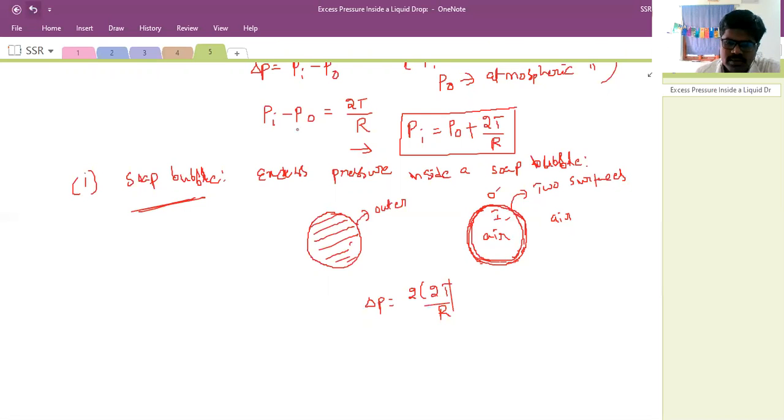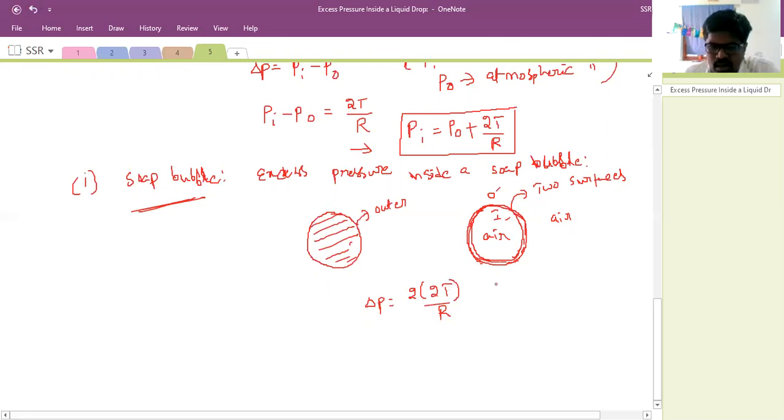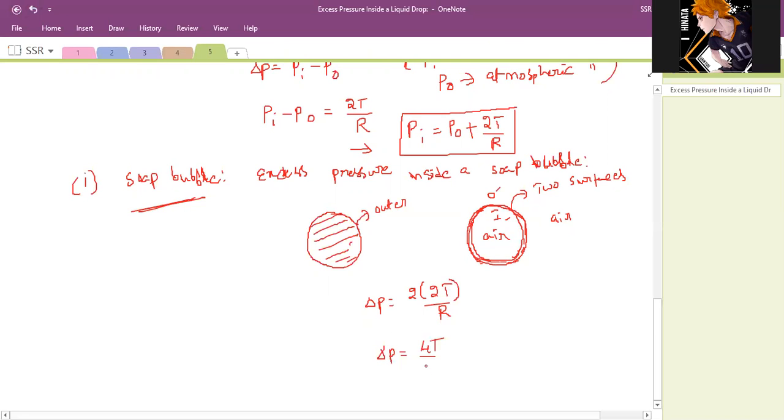Directly I am taking a shortcut. Because of two surfaces, we need to consider two surface areas. So in each case, 2 times will be multiplied. Finally, the excess pressure also will come 2 times. So that is 2 into 2T by R. Are you clear on this point? So delta P will become 4T by R.